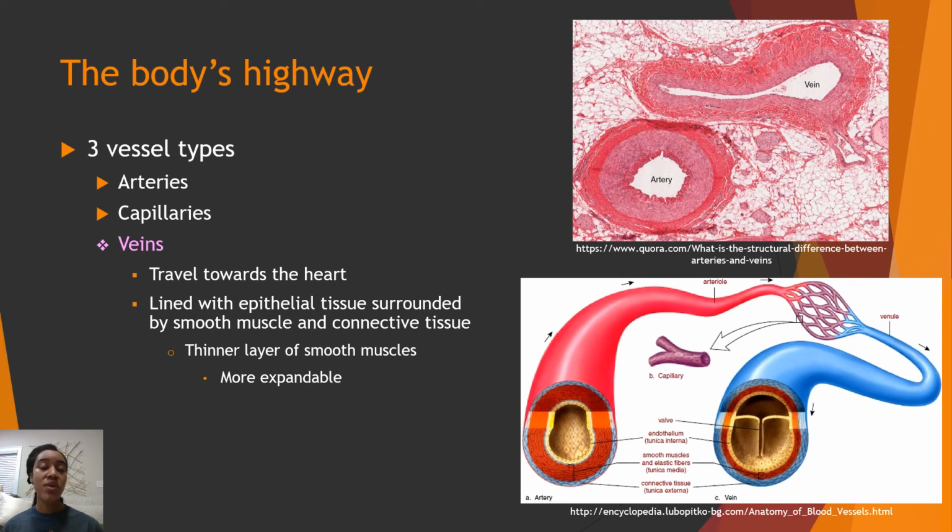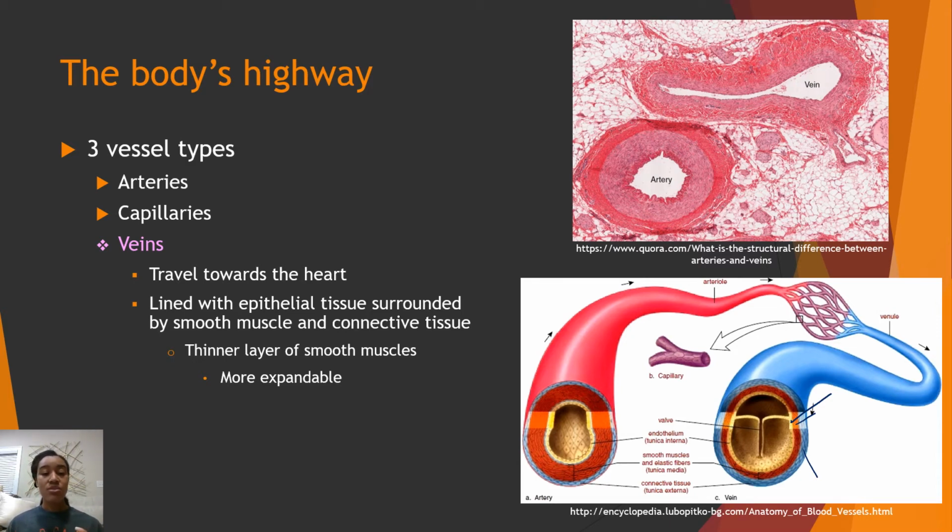The last vessels we have are the veins, and veins are the vessels that run from distant areas of the body to the heart. The structure of veins is very similar to the structure of arteries. They have an epithelial layer of tissue, followed by a layer of smooth muscle, and then a layer of connective tissue. But the big difference here is that the layer of smooth muscle in the veins is much thinner than the layer of smooth muscle in the arteries.